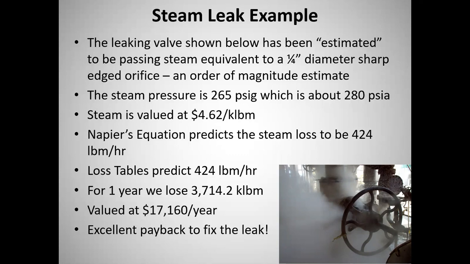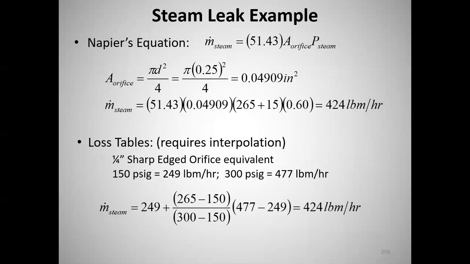But for a year, if you multiply that out, we lose 3,714.2 K-pounds. That's valued at a little over $17,000. It's probably a good idea to fix the leak. Now, it could be 15, it could be 20, it could be 10, but still, you've got some kind of an estimate.